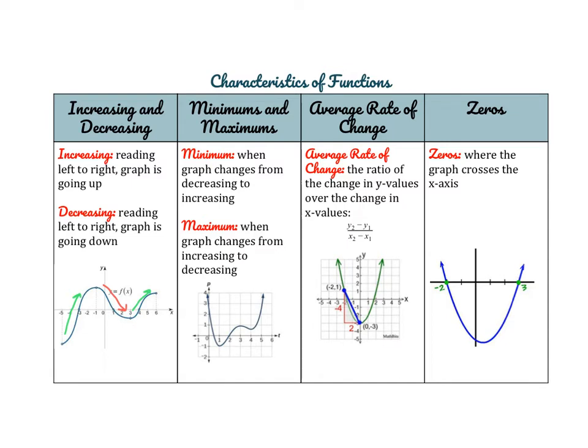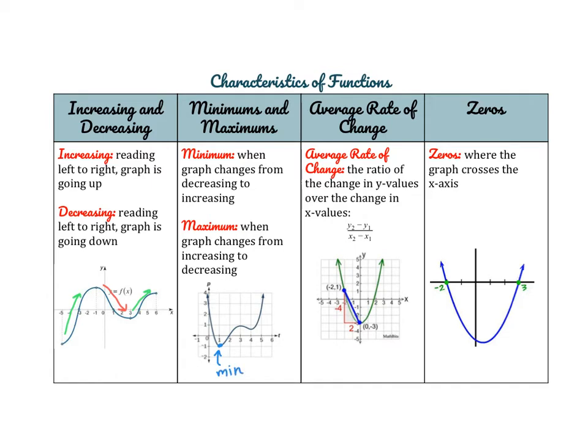So a minimum occurs whenever your graph changes from decreasing to increasing. So let's look at it on a graph. So here, if you look, my graph is going down, it's decreasing, and then all of a sudden it's increasing. So at that point where it changes, this is a minimum.